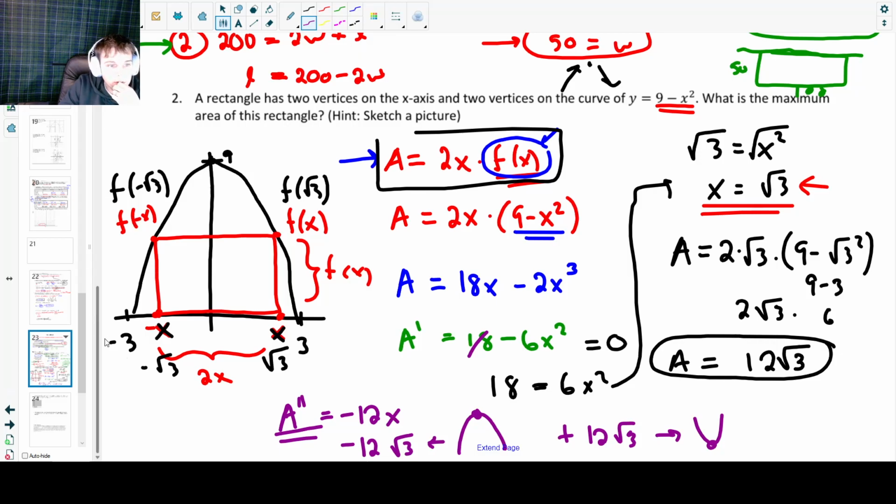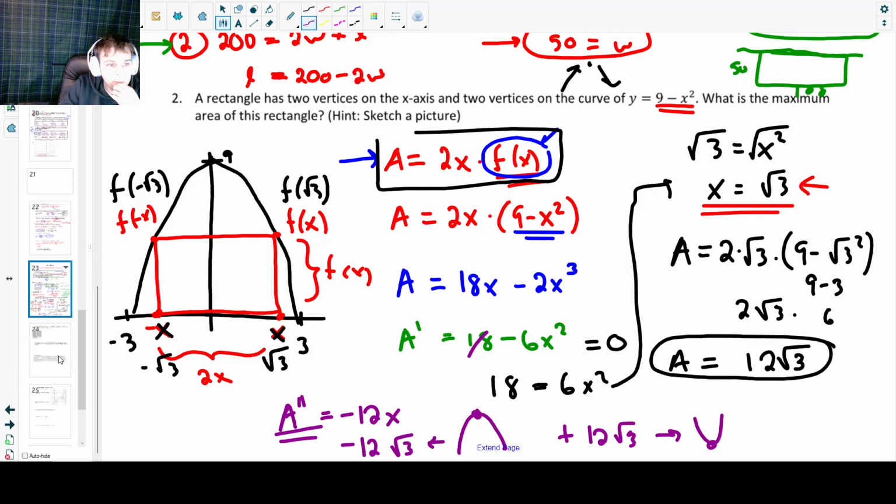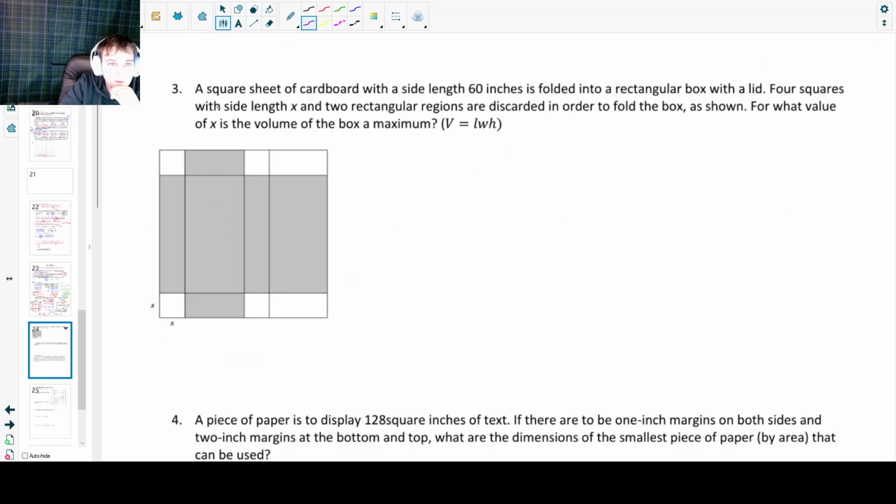All righty. So I'll just go ahead and do one more of these for today. So a sheet of cardboard with a side length of 60 inches is folded into a rectangular box with a lid. 4 squares with a side length of X and 2 rectangular sections are discarded in order to fold the box as shown. For what value of X is the volume of the box maximized? Cool. So again, these are our squares of side length X that we're cutting out.